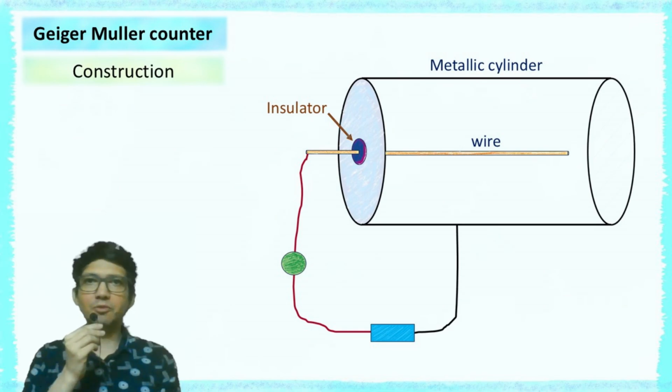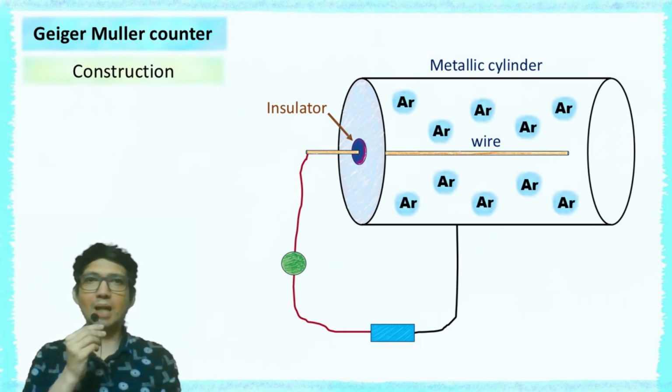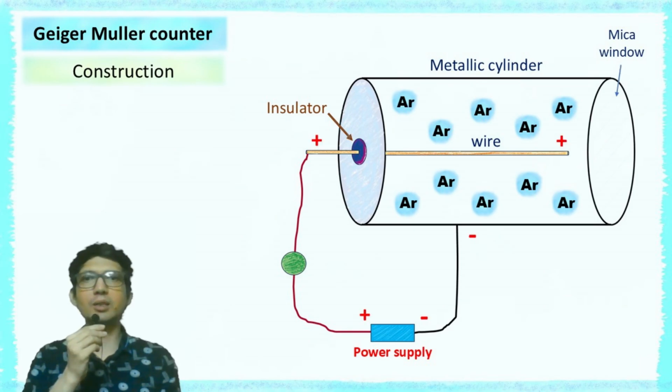The cylinder is filled with an inert gas such as argon or neon, and they are placed at low pressure. The mouth of cylinder has a thin window of mica. This is to allow the entry of radiation in the cylinder. The metallic cylinder and the wire is connected with the power supply. The cylinder is connected with the negative potential while the wire is connected with the positive potential.